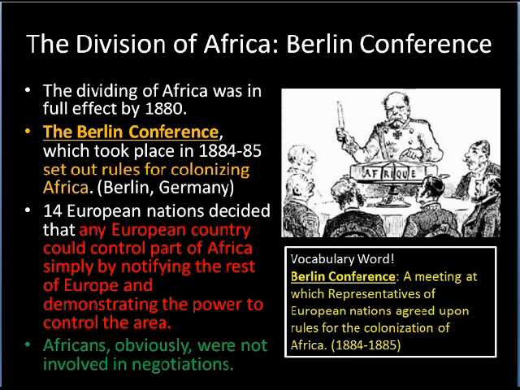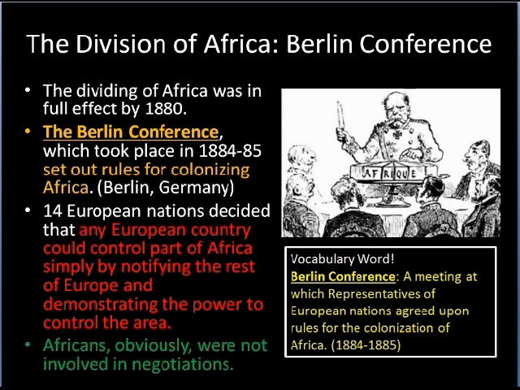The Berlin Conference took place in 1884 to 1885, and basically what it does is it sets out the rules for colonizing Africa. Obviously, based on the name, it takes place in what is now Berlin, Germany. Now, what happens basically at the meeting is 14 European nations decided that here's the rule. Any European country could control part of Africa simply by notifying the rest of Europe and demonstrating the power to control the area.